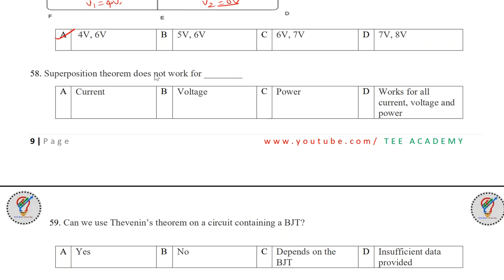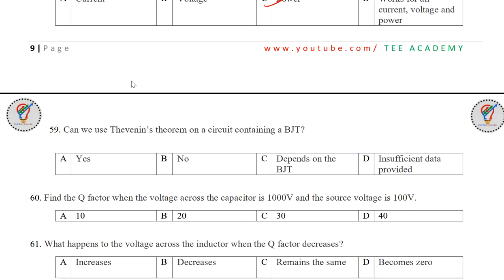Superposition theorem does not work for power. The power across the element is not equal to the sum of the powers due to all the other sources. The power in an element is a product of total voltage and total current in that element. So power is a non-linear quantity. Superposition theorem works only for linear quantities such as voltage and current here.